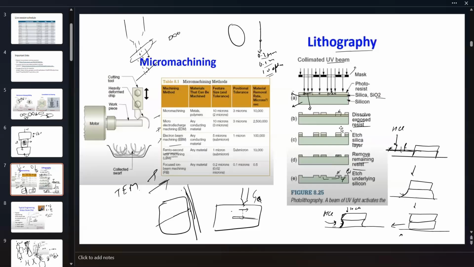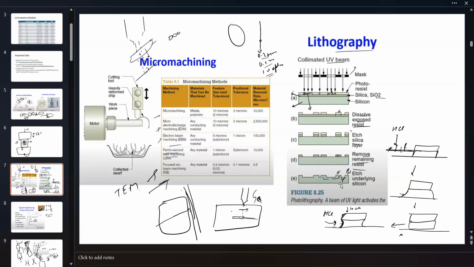Then you use some other acid or some other chemical to remove the silicon oxide layer, and then you see this olive color layer. So this photoresist prevents the etching of the silicon oxide layer, and the acid is only able to attack it from the sides. So you get these features, and then finally you remove the remaining resist using some other solvent.